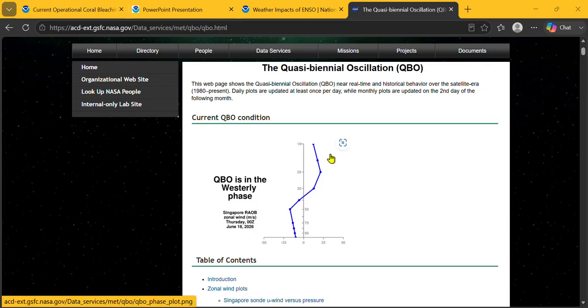Also, we have another thing called the quasi-biennial oscillation. This is the winds around the equator. As you can see, it started out in the easterly phase and it moved into the westerly phase, and now it's shifting back to the easterly phase. When the QBO is in its easterly phase, that is more favorable for snowfall, things like that. So it's in its westerly phase right now and it's shifting to the easterly phase.